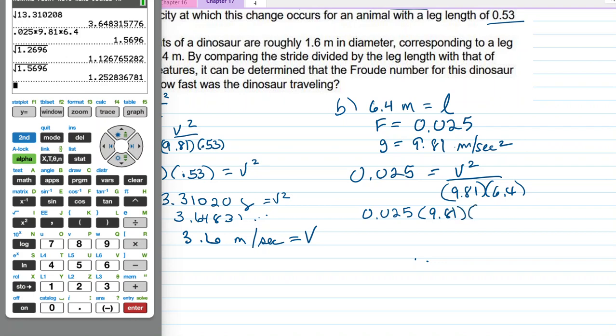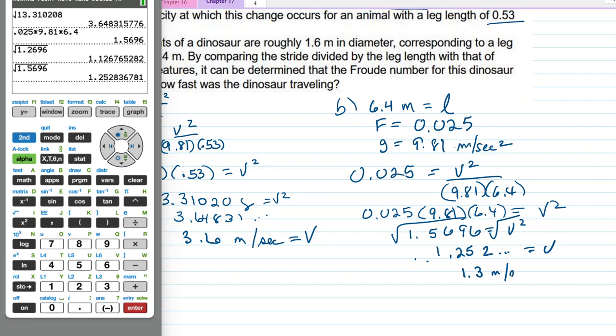So I got this number here when I did that. Double guessing myself, aren't I? So I'm going to have the square root of that, and that's going to give me 1.25, blah, blah, blah. So we're going to say 1.3 meters per second. All right. So even in a minute, times 60, think about that speed. And then per hour. Wow, that is massive, very fast.